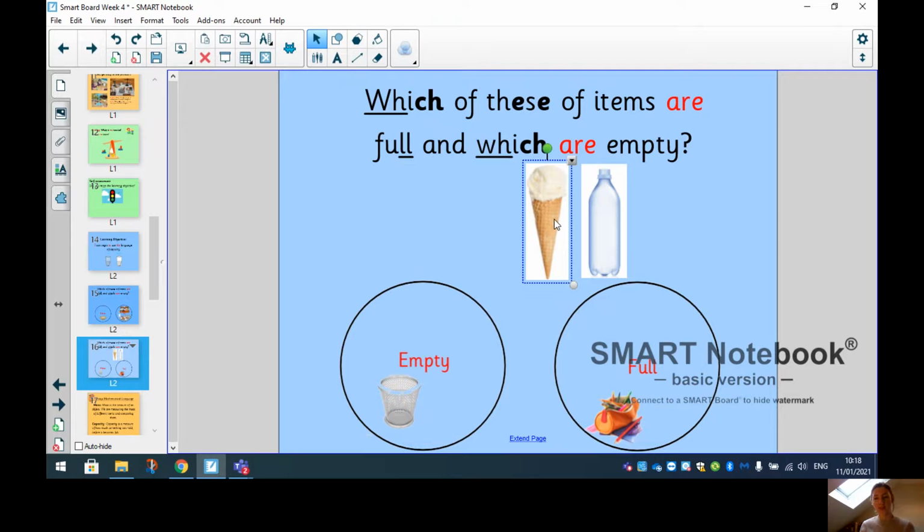Well done. The next picture, it's an ice cream cone with some ice cream at the top. Is the cone full or is it empty? Have a look.